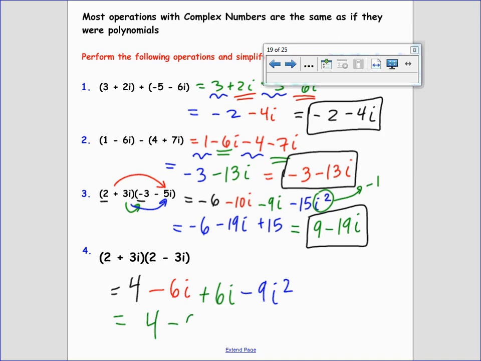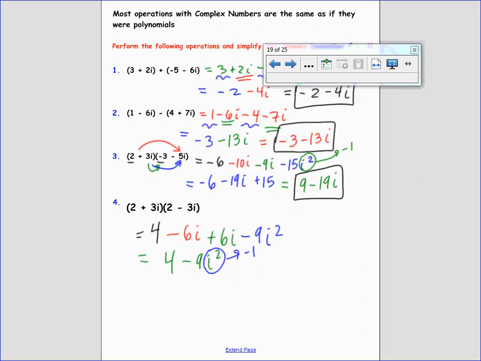minus 9i squared. Is this in standard form? Is it ready to box? No. I can only have i to the first power. Right now I have i to the second. That's okay. What is i squared equivalent to? Chrissy? It's negative. Absolutely. This i squared is equivalent to negative 1. So I can rewrite this as, guess what? A single real number. No imaginary component. This negative 9 times negative 1 is plus 9. So I get 4 plus 9, which is 13.